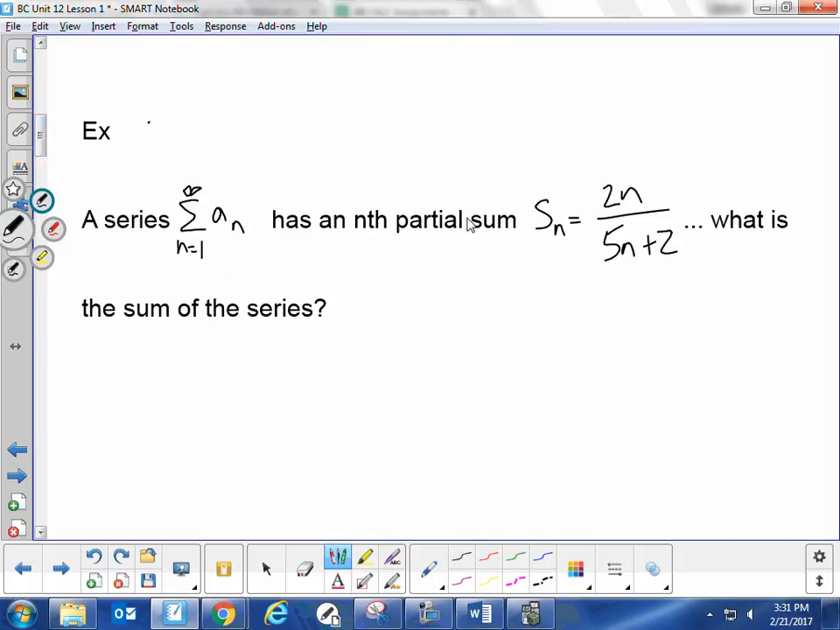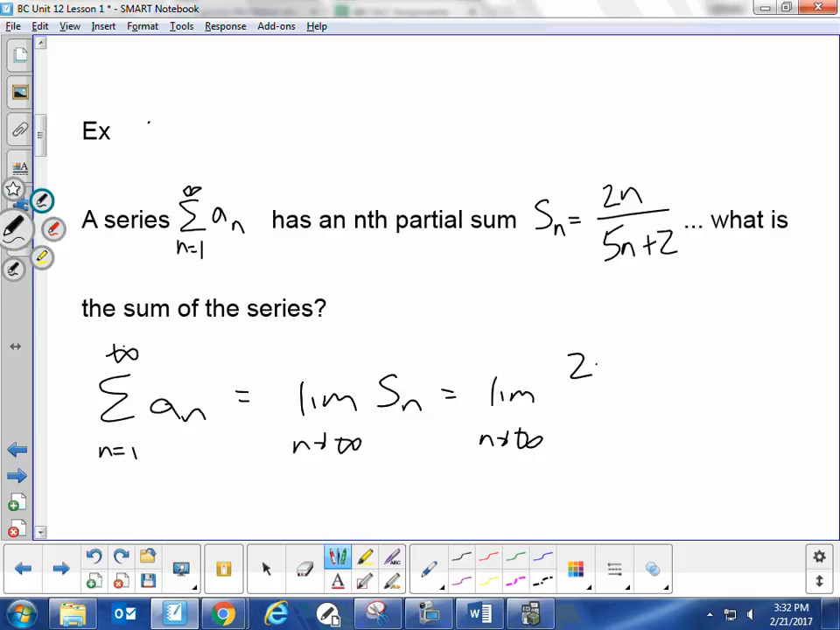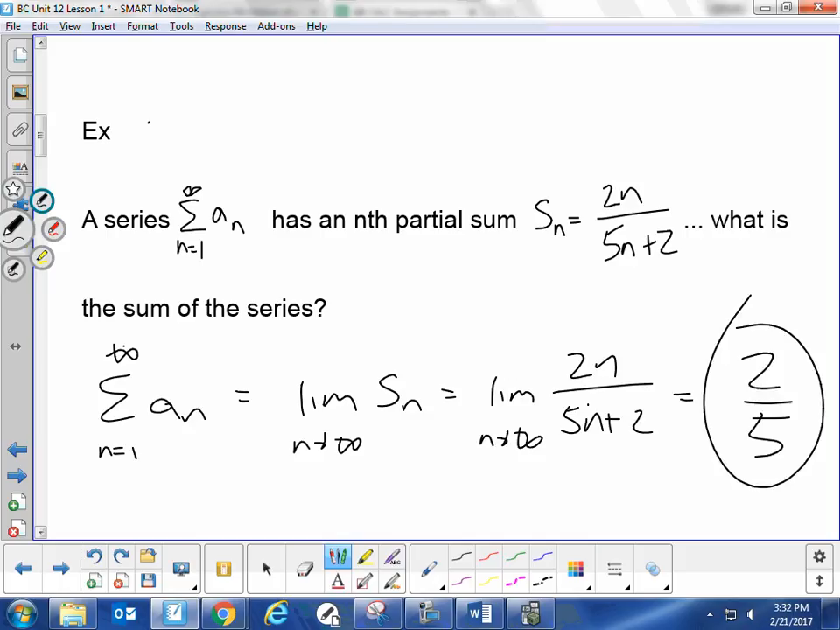Yep, that would be it. Okay. If these are all the partial sums listed by this expression, if I plug in infinity, I would get the partial sum at infinity, which would be the summation of the series, which, if it ends up being a number, tells me it's converging, and it's converging to this specific limit. So the sum of the series is going to equal the limit as n approaches infinity of S sub n, which is the limit as n approaches infinity of 2n over 5n plus 2, which equals 2/5. So we converge, and we converge to 2/5.